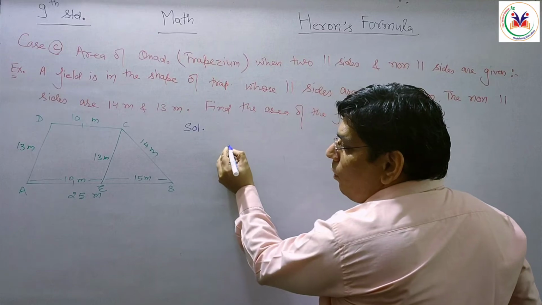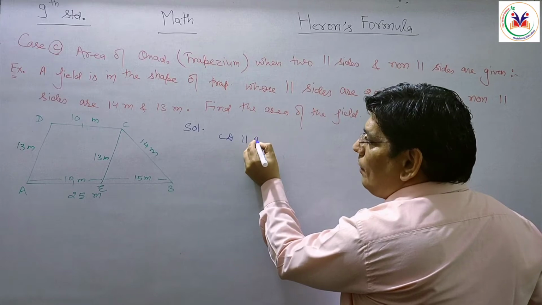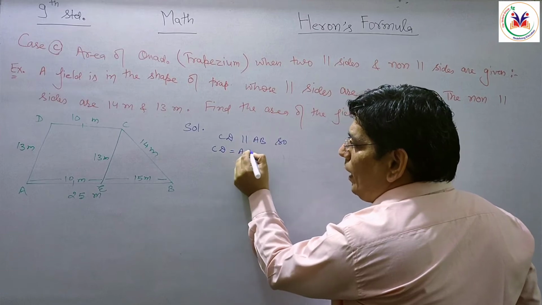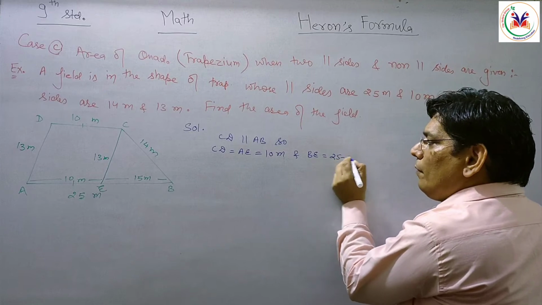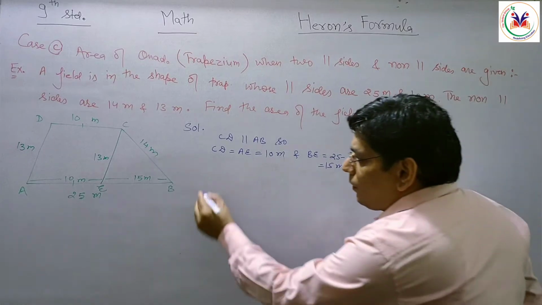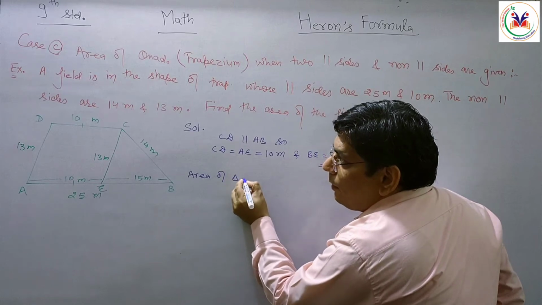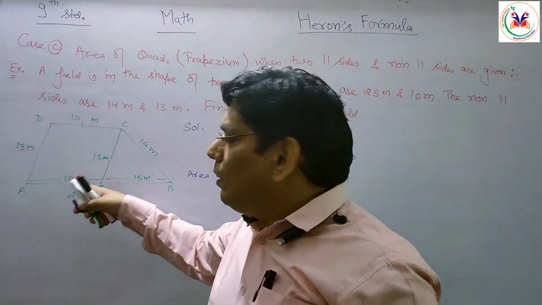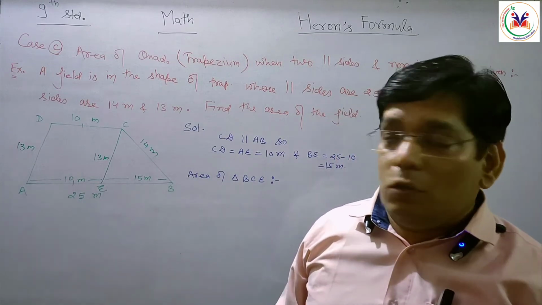Now we should go for the solution. In solution, first of all, CD parallel AB. So CD equals AE, 10 meter, and BE equals 25 minus 10, 15 meter. So first of all, area of triangle BCE. हमें किसका area निकालना होगा? BCE. Don't you think it is a triangle in which all the three sides are given? इस triangle की तीनों sides given हैं.